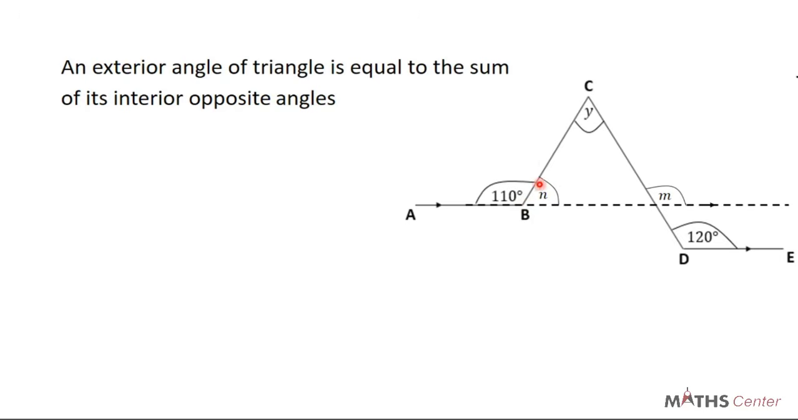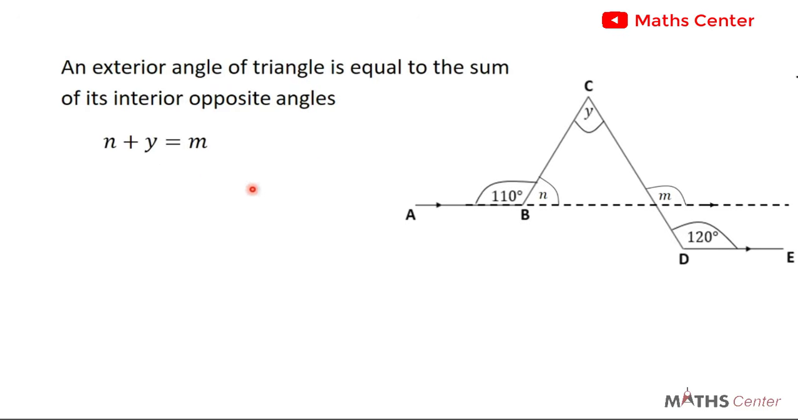Now, this B, C, and this point here, together we have a triangle here. Now we have this exterior angle here. The interior opposite angles of this exterior angle are n and y. If you watch the first video on triangles, I explained what interior opposite angles are. So the interior opposite angles of this exterior angle here, which is m, are n and y. And we know that an exterior angle in a triangle is equal to the sum of its interior opposite angles.